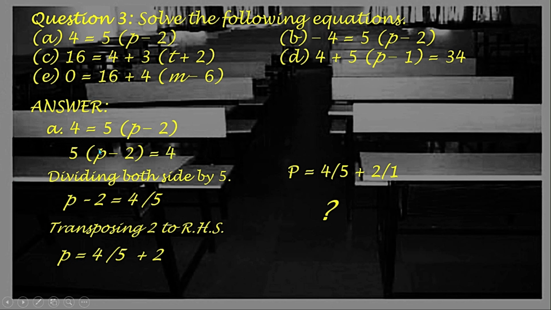Okay, see what I have done here. I have written 5p minus 2 in the beginning, or you can say on the left hand side, and 4 on the right hand side. Then all the remaining steps are the same: dividing 5 both sides. So what will you get here? p minus 2 equals to 4 by 5. Then afterward transposing 2 to the RHS. Why? Because this is a negative, so here we have the value in positive. So 4 by 5 plus 2 by 1.